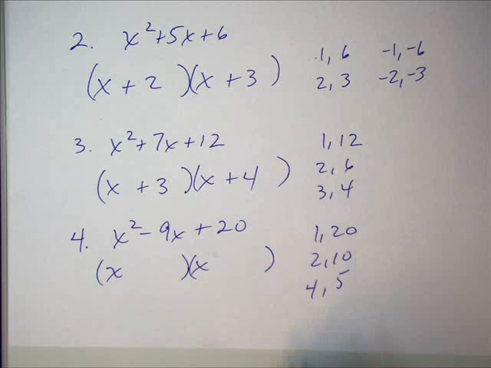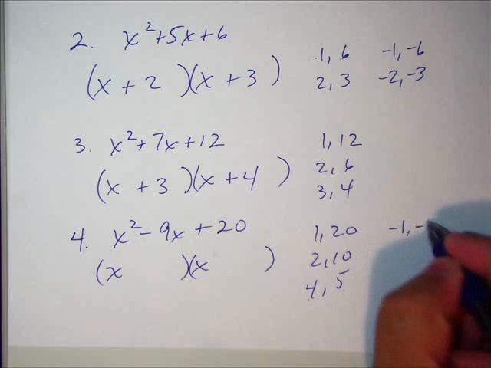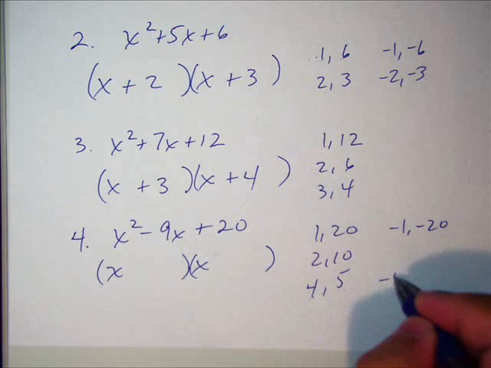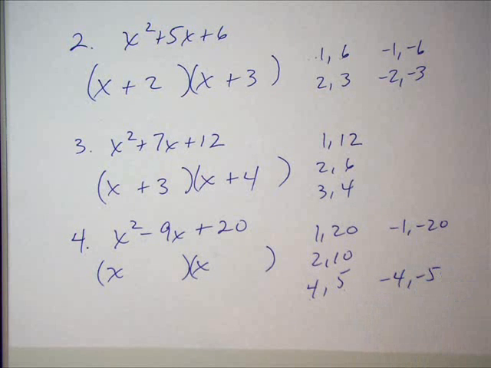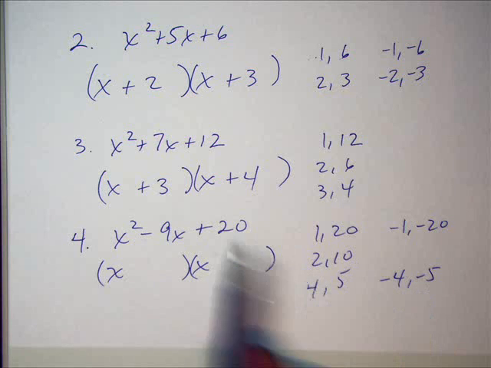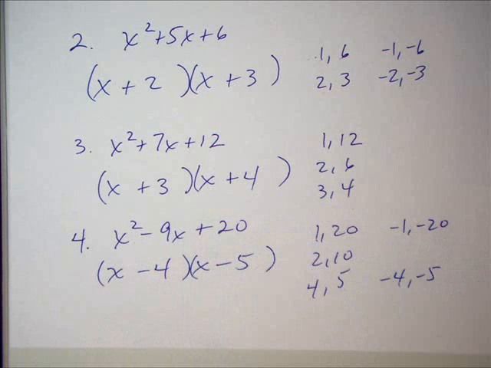Are there any more? Well, I'm thinking that's it. 4 plus 5 make 9, but that's a minus 9. So we need the negative versions. Negative 1, negative 20. Well, we know which one to pick, so I'm going to just go straight to that one. Negative 4, negative 5. Negative 4 plus negative 5 gives me minus 9. And negative 4 times negative 5 will give me positive 20. So those are my factors.